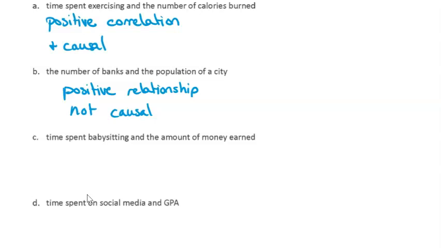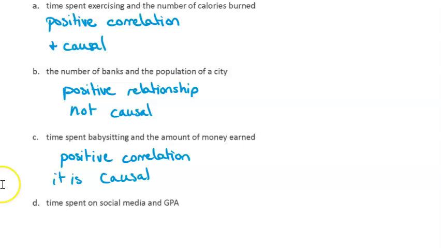Okay, time spent babysitting and the amount of money earned. All right, I bet as you spend more time babysitting, you earn more money. So it's a positive correlation or a positive relationship. We're going to try to use the word correlation. Positive correlation, and it is causal because the more hours you work causes you to earn more money. Like every hour you work more, you get paid more money.